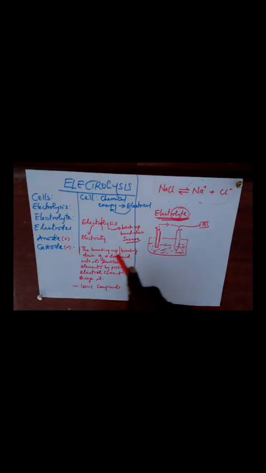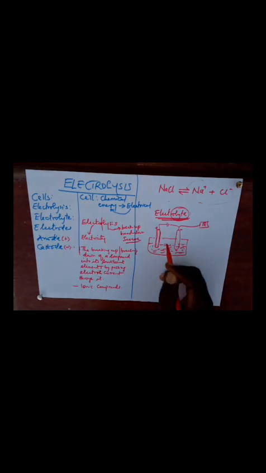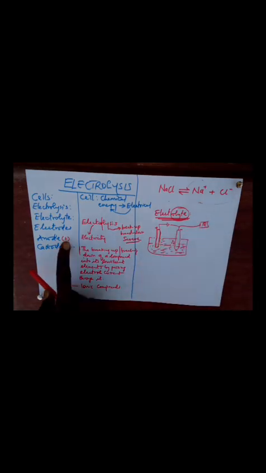So anode, positive electrode. It is called anode because it attracts anions. Its negative ions go to it, while positive ions go to the cathode. That's why it's called cathode. It attracts cations. Anode, positive electrode, attracting anions. Cathode, negative electrode, attracting cations. So let's get that before we continue.